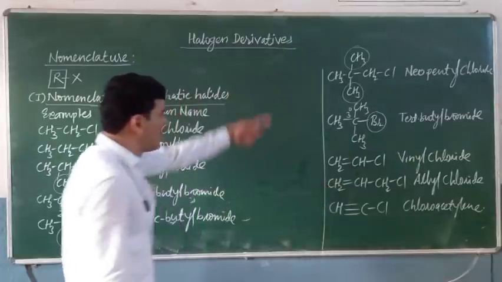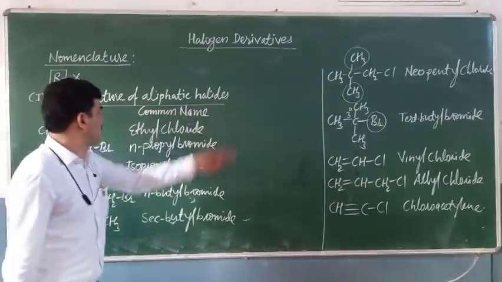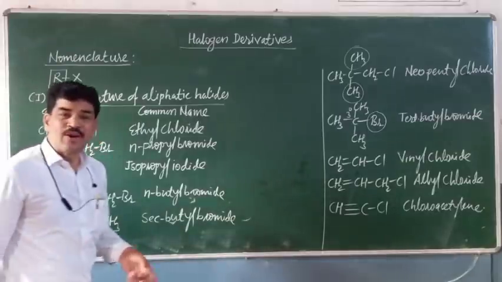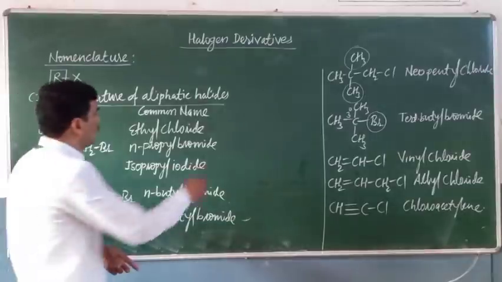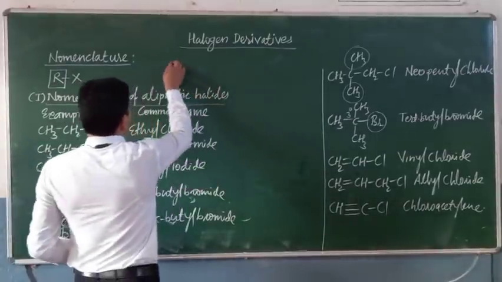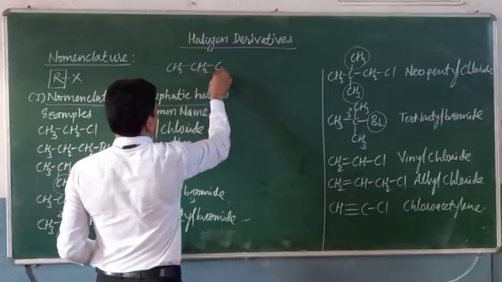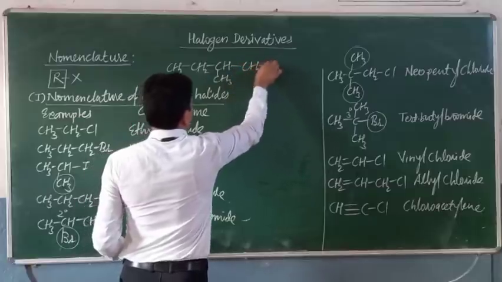So these are the common names of the halogen derivatives in which the R, that is the hydrocarbon chain, is aliphatic. But the nomenclature of the aliphatic halides is also possible by the IUPAC system. In the IUPAC system, first of all, it is necessary to select the longest chain of carbon atoms.